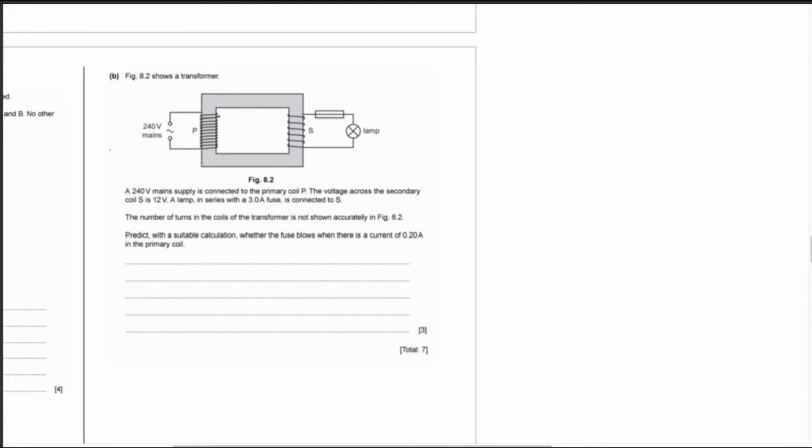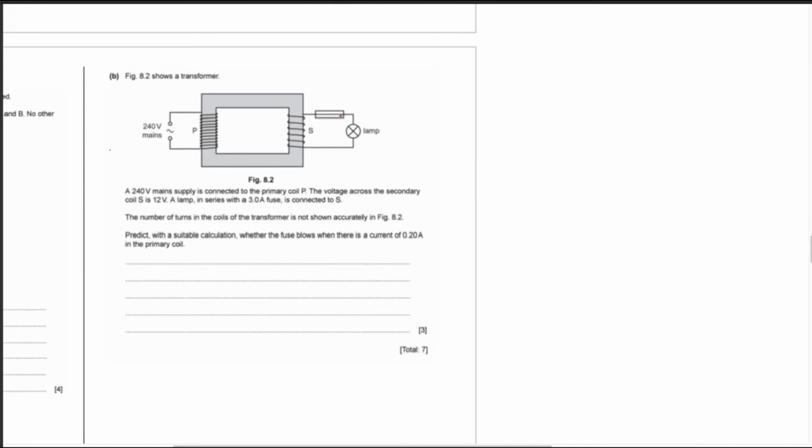Okay, so 12 volt only. From 240 volt to 12 volt. A lamp in series with a 3.0 ampere fuse is connected to S. So try to recall the function of a fuse. Whenever the current flowing through the fuse is greater than 3.0 ampere, the wire melts and then it will break. The wire breaks and then the current is cut off.